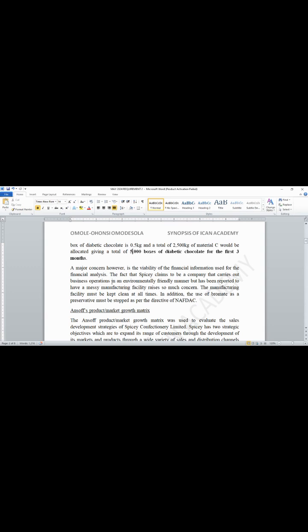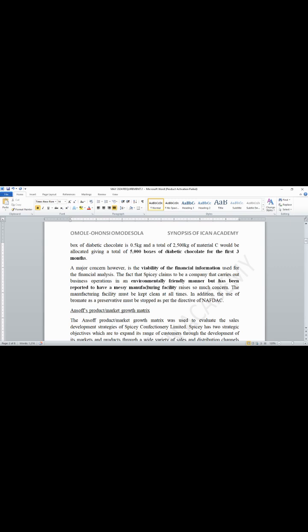You understand? So a major concern, first of all, is that when you see a projection, you question the viability of that information. A major concern is the viability of the information used. Then the fact that they claim to be environmentally friendly and yet have a messy facility makes us think twice. So are they really telling the truth?